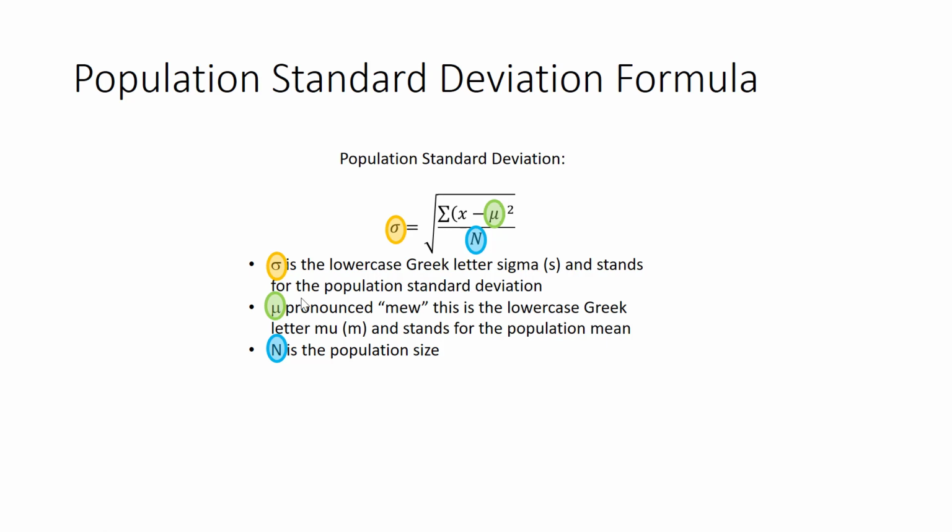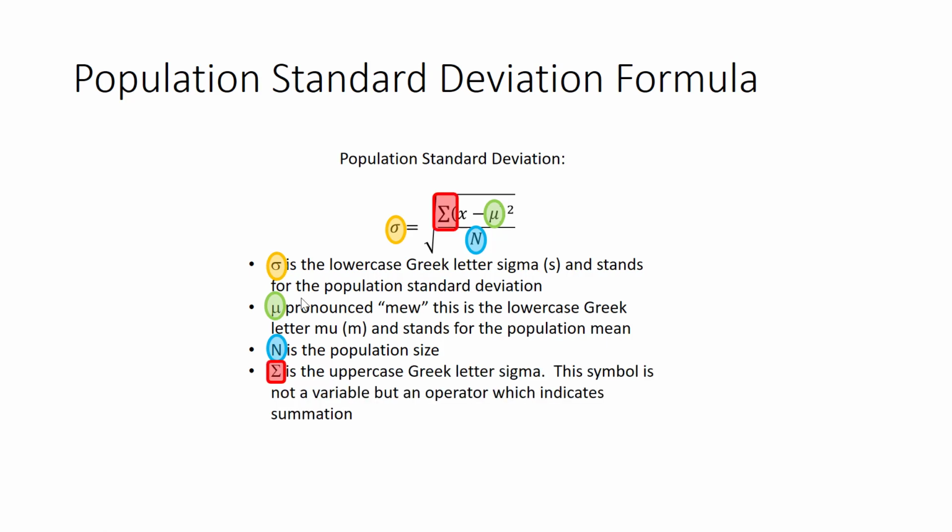And then lastly, the last symbol that might not be familiar to you looks kind of like a capital E. It's actually the uppercase Greek letter sigma. And again, it makes the S sound, and it stands for summation this time. So it's not a variable, but it's actually an operator. What it's telling us to do is take all of these differences, square them, and add them all up together. So that's what we're going to do.